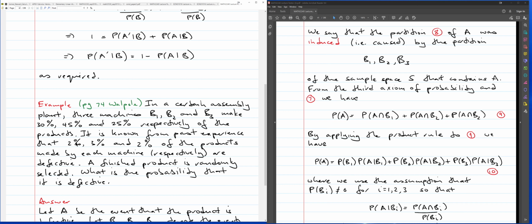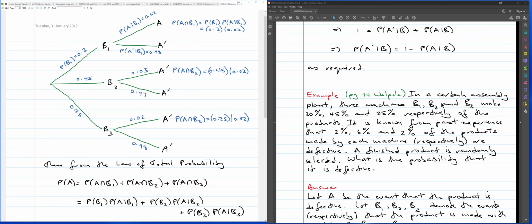Now, this 2% over here: from past experience, 2%, 3%, and 2% of the products made by each machine are defective. So this probability of 0.02 is the probability that the product is defective given that it was made by machine B1. What you're given over here is a conditional probability. So that's why you'd want to write the probability of the intersection of events using conditional probabilities like this.